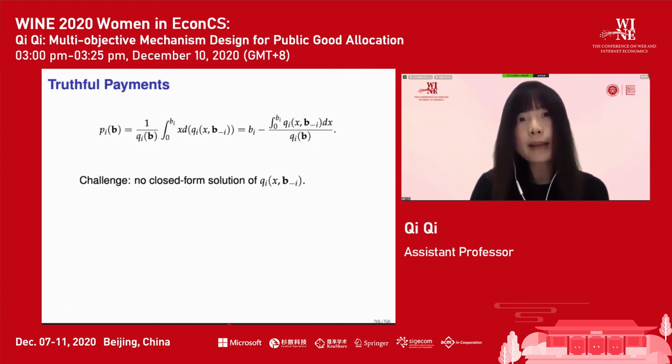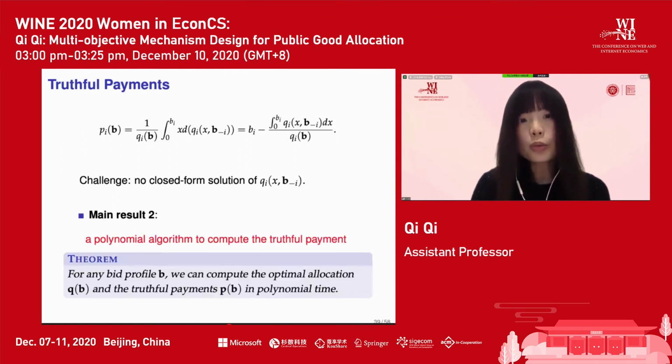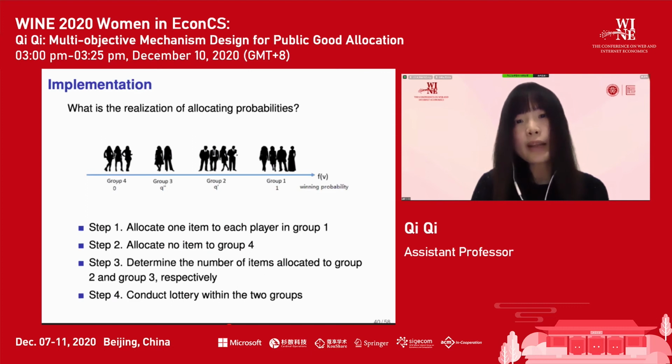Then the next step, for the payment, we need to consider the Choose for payment rule. Here, we don't have any closed form, so we need an algorithm to find the payment. Luckily, we have a polynomial time algorithm to compute it. Then the implementation is very easy. We allocate one item to each player in group 1, because it's just an auction. Then we allocate no item to group 4, because they are all losers. Then we need to determine the number of items we allocate to groups 2 and 3 respectively, and we conduct a lottery within these two groups.